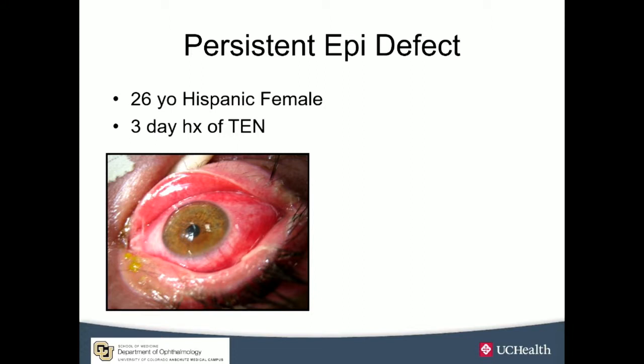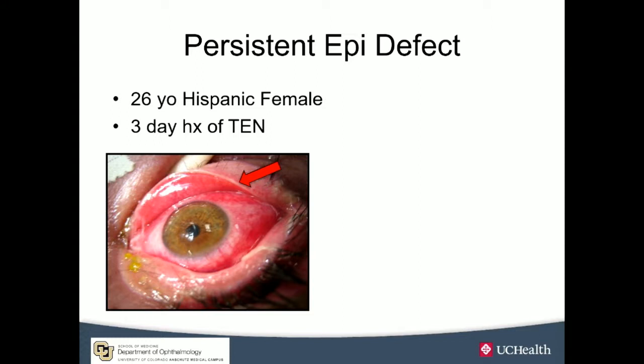Hispanic woman, so darker pigmented skin, had a very severe case, came to our hospital 3 days after her symptoms began. And you can see some of the concerning features is just the whitening of the eyelid margin. That's necrotic tissue. And basically her entire ocular surface sloughed off. Not so much on the cornea, but all of the bulbar surfaces just peeled off in sheets when we went to the operating room.